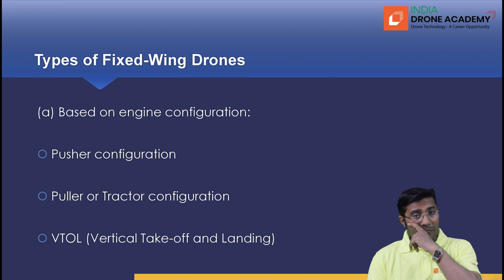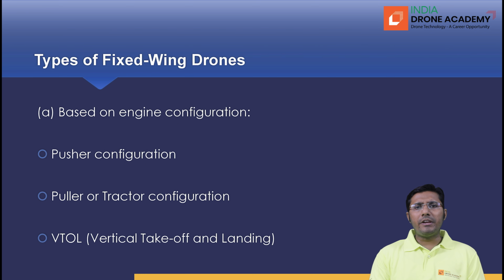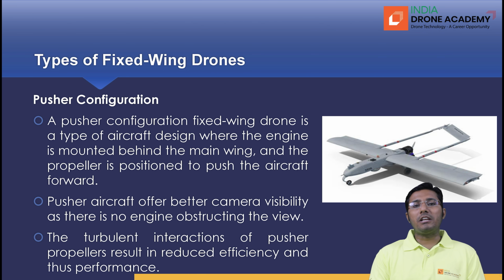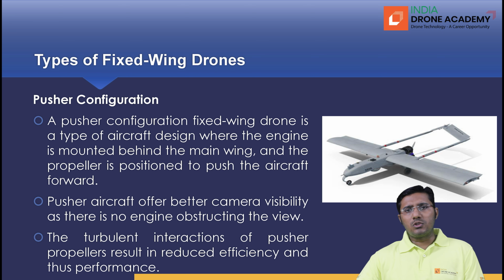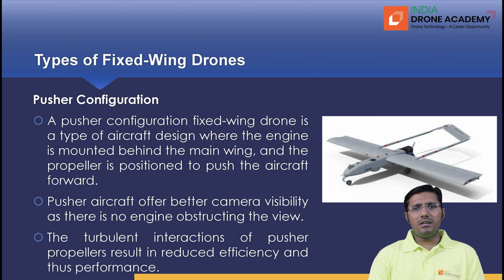Types of fixed wing drones. Based on engine configuration, fixed wing drones can be divided into a pusher configuration, a puller or tractor configuration, or the third one, the VTOL configuration. Let us discuss the pusher configuration. A pusher configuration fixed wing drone is a type of aircraft design where the engine is mounted behind the wing and the propeller is positioned on the engine, which could be a motor, in such a way that it pushes the aircraft forward. This is what we can define as a pusher configuration fixed wing drone.